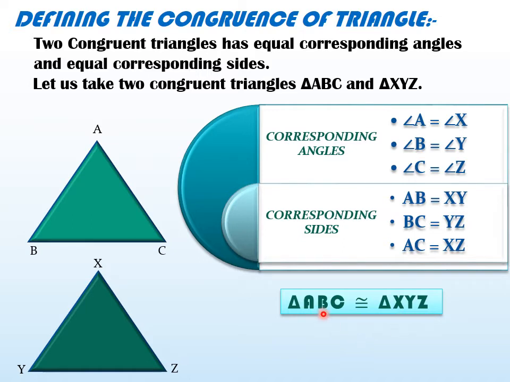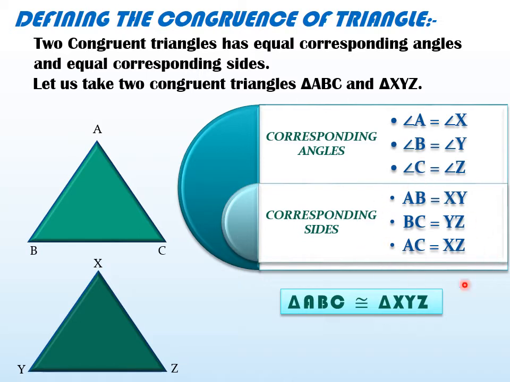So angle B is equal to angle Y. So in the second position we have B, so in the second position we will write down Y. Similarly, angle C is equal to angle Z. Therefore, since angle C is in the third position, we will write down Z in the third position.